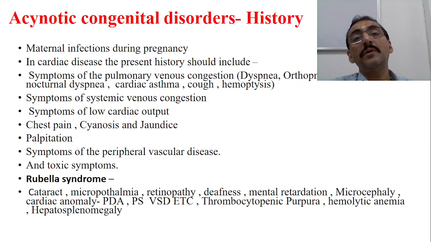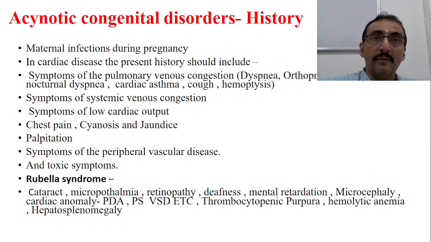Now, acyanotic congenital heart disorders, we have to look into the history points. To diagnose acyanotic heart disorders in the growing child, the maternal history is very important. Whether the mother has had any maternal infections during the pregnancy, because rubella syndrome, congenital TORCH infection, cytomegalovirus, and varicella virus are the most common causes of this type of acyanotic heart disorders.